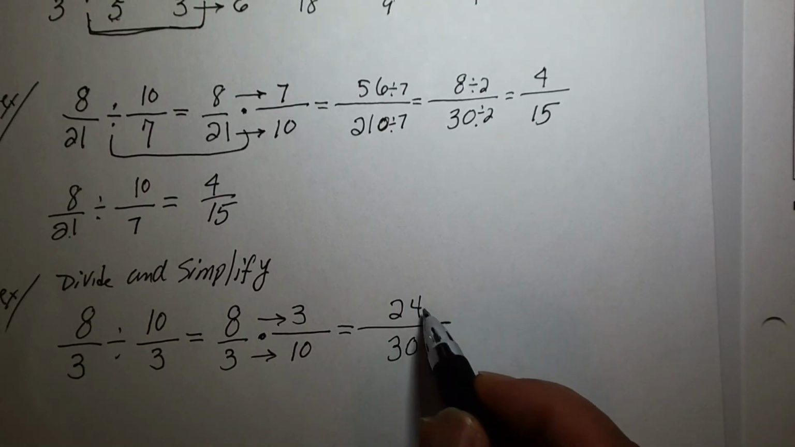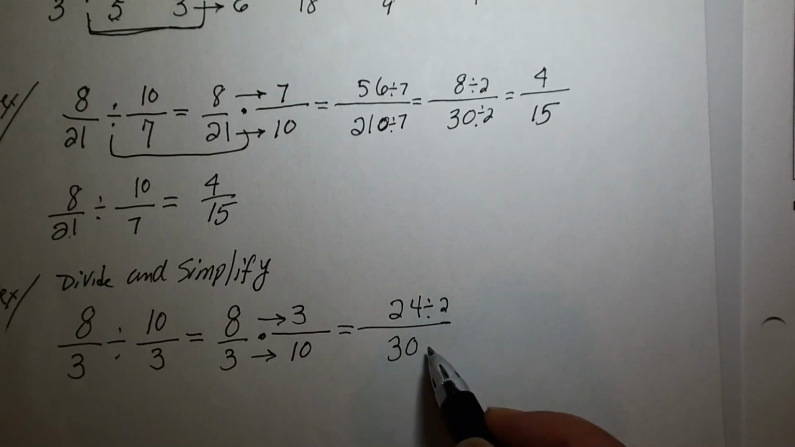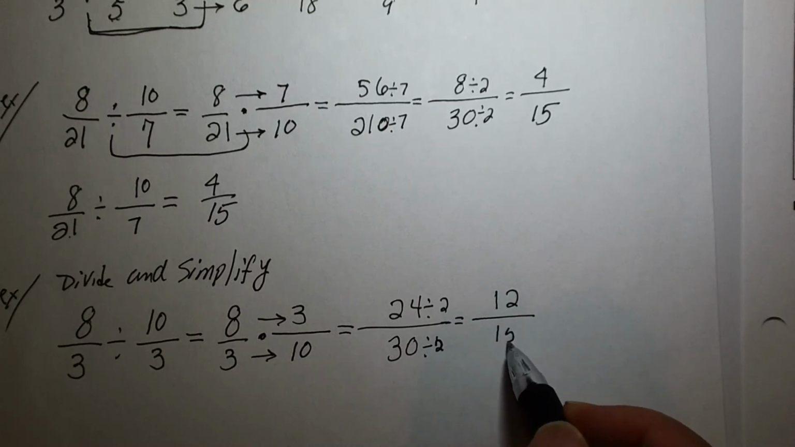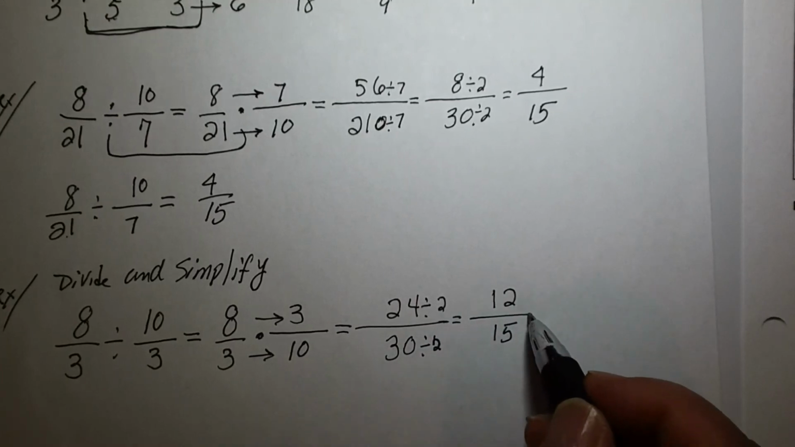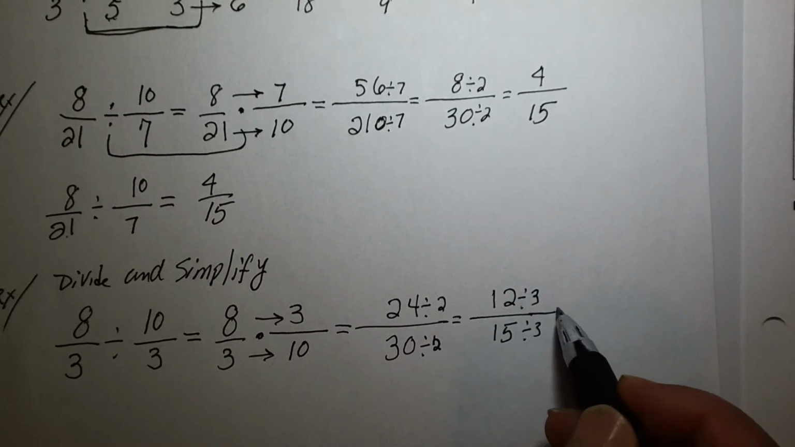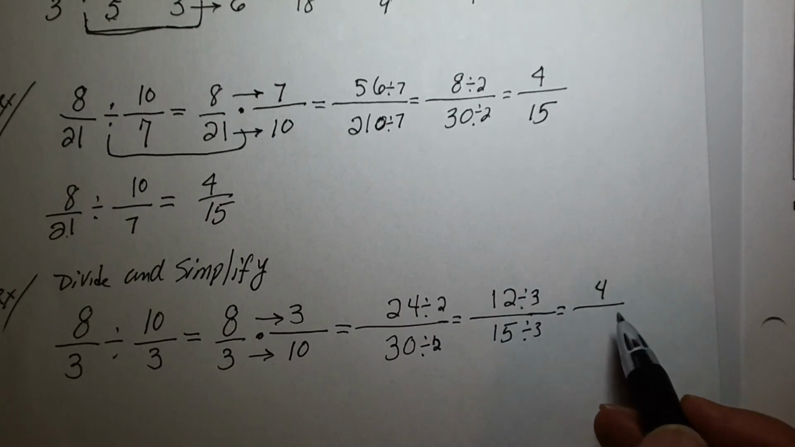24 and 30 are both divisible by 2. 24 divided by 2 is 12 over 15. I want to reduce one more time, both are divisible by 3. It's 4 over 5.